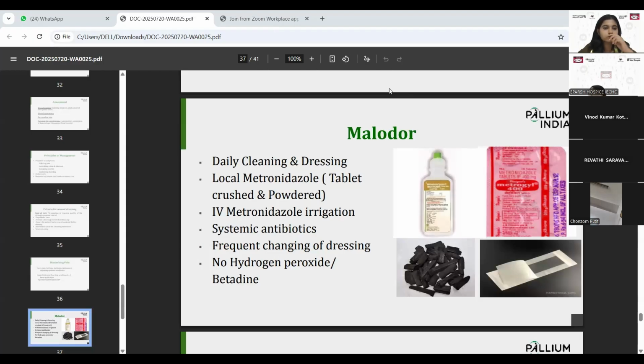Before giving the dressing to the fungating ulcer patient, if the patient is having more exudate, more smell, more bad odor, all of you share your experience: what will you do in your setting? If the patient is having a bad odor or a very bad exudate, what will you do in your hospital setting or in your clinical setting?